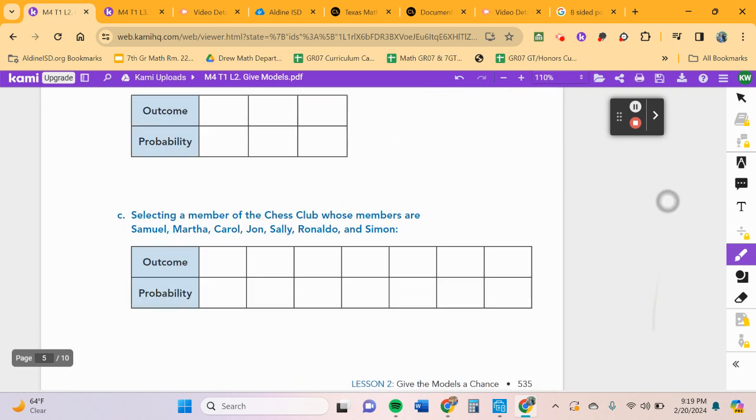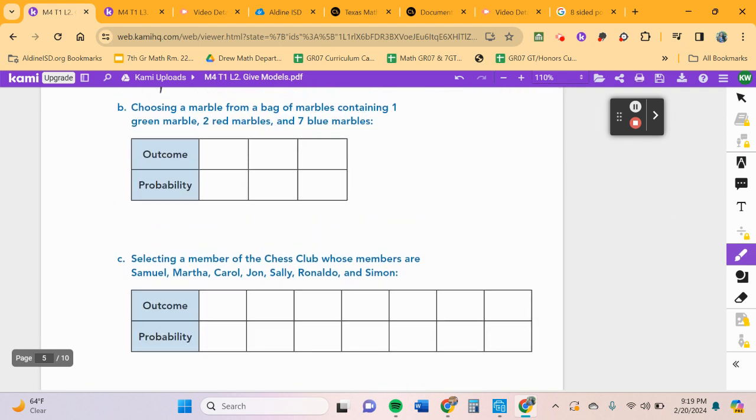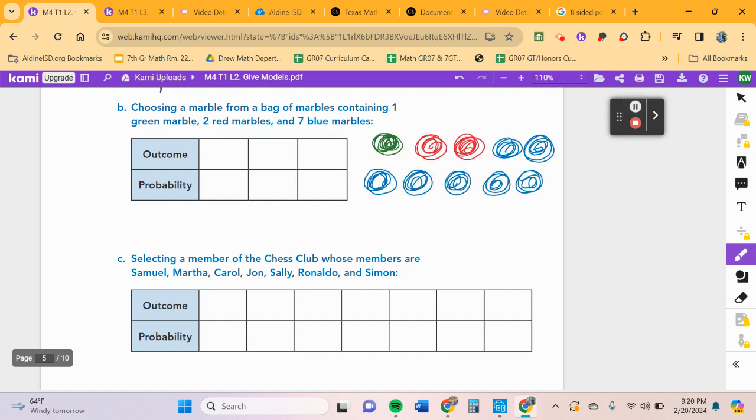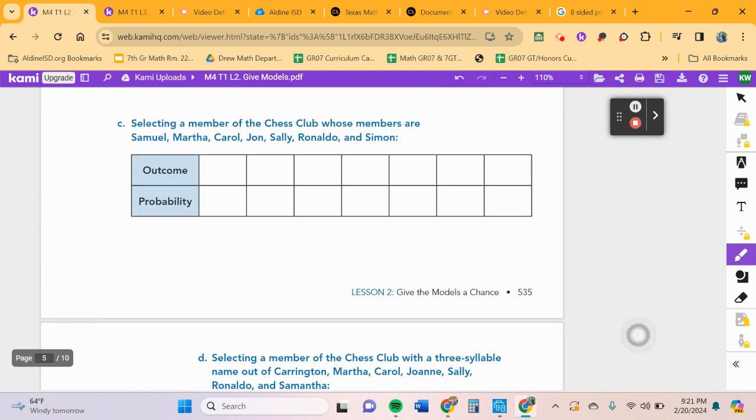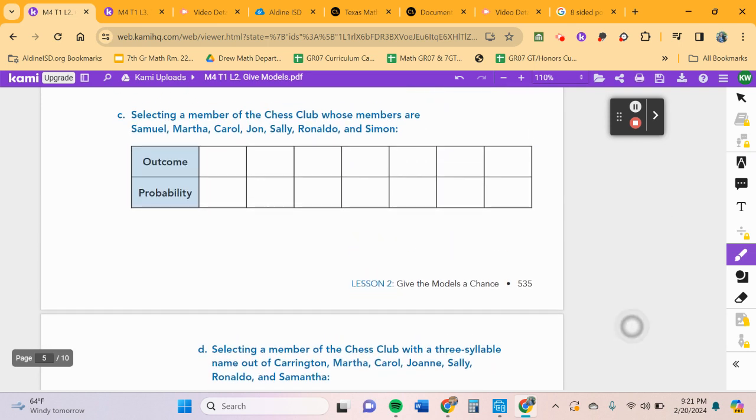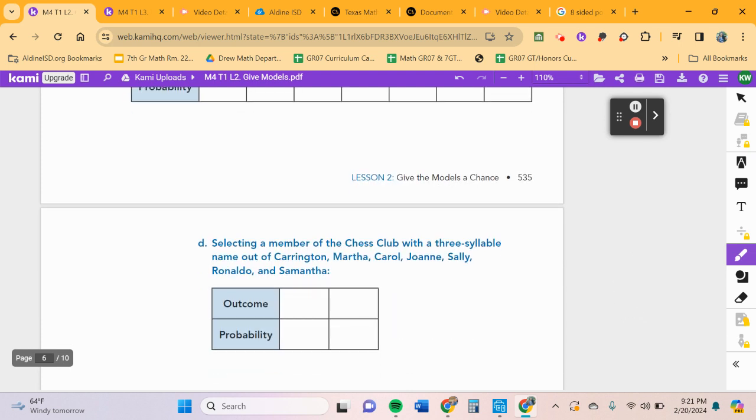C, and D. B says, choosing a marble from a bag of marbles containing 1 green, 2 red, and 7 blue marbles. And I want you to be successful so bad, I went ahead and drew you a picture with color. You're welcome. C says, selecting a member of the chess club whose members are Samuel, Martha, Carol, John, Sally, Ronaldo, and Simon. D says, oh, and I'm not going to draw all of those. You can figure out on your own what those outcomes should look like.